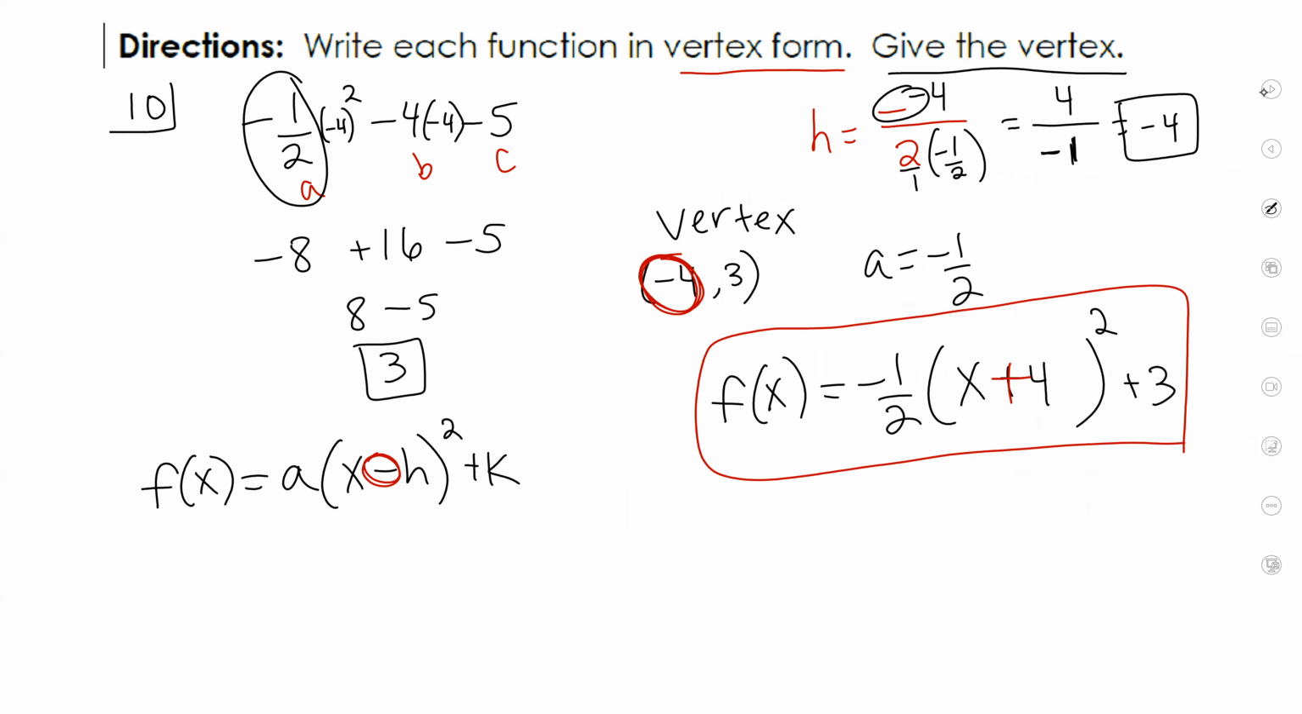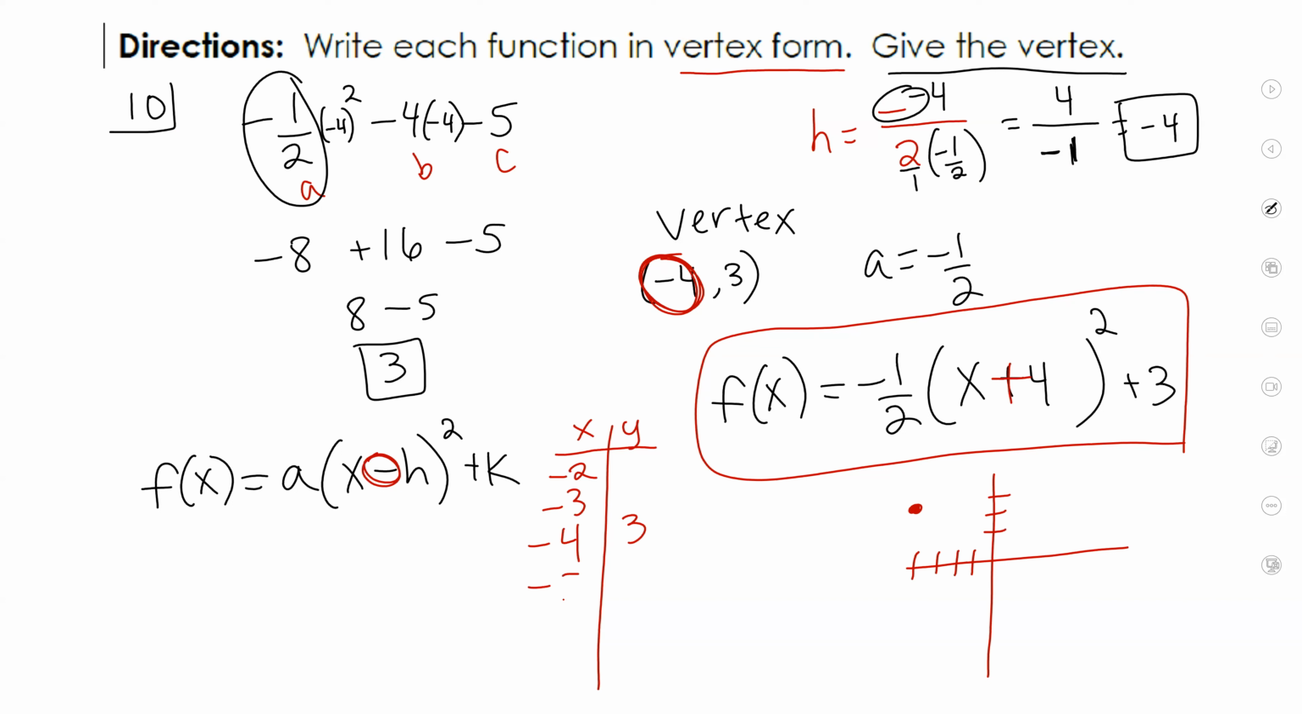So I know what my vertex is, correct? So if I were to make a table, I will have negative 4 and 3 in my table. And if I wanted to graph it, I could. 1, 2, 3, 4, 1, 2, 3. That is my vertex right there at negative 4, 3. And then just plug in numbers surrounding negative 4. Let's plug in negative 3. Let's plug in a negative 2. Let's plug in negative 5, negative 6. Okay? So let's plug in a negative 3 into my equation.